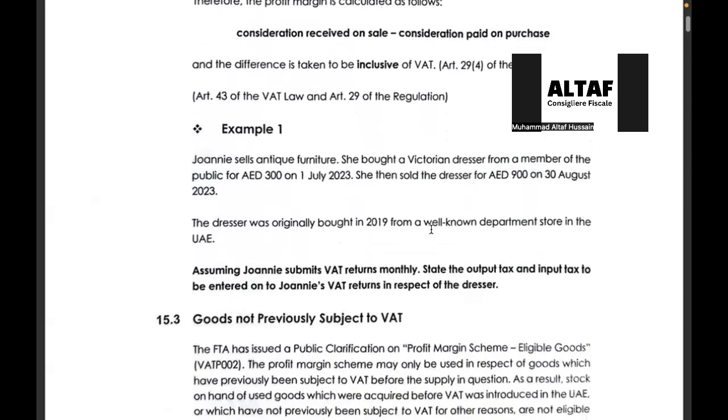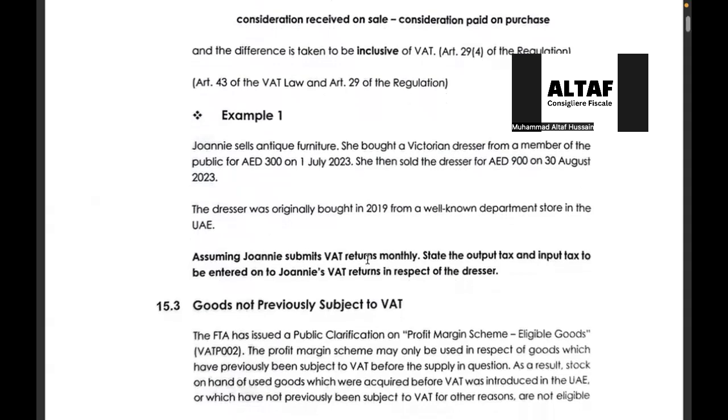Let's go through an example. Joni sells antique furniture. She bought a Victorian dresser from a member of the public for AED 300 on 1 July 2023. She then sold the dresser for AED 900 on 30th August 2023. The dresser was originally bought in 2019 from a well-known departmental store in the UAE. Assuming Joni submits VAT return monthly, state the output tax and input tax to be entered on to Joni's VAT return in respect of the dresser.